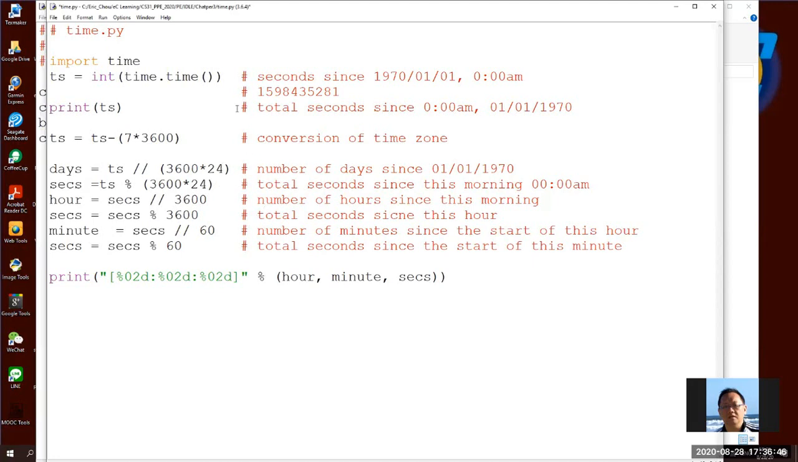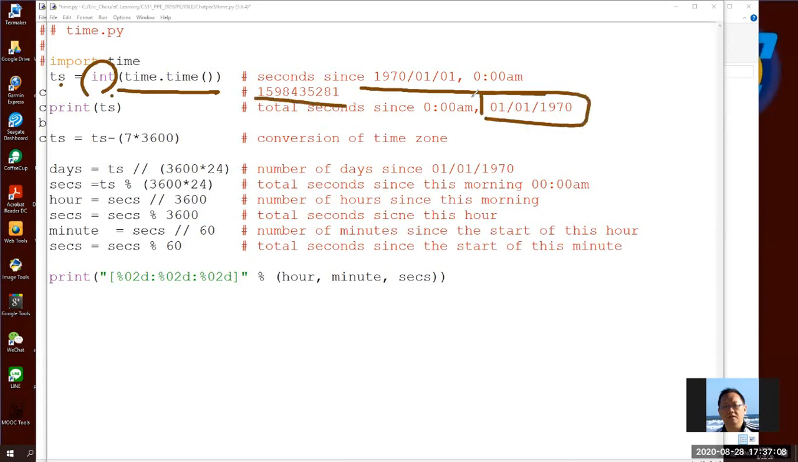So here this is the program called time.py. This one is similar to the change program, okay? So basically what you do is you get from the system time the total number of seconds, right? I take the integer, that would be the total number of seconds since January 1st, 1970, right? Then I minus 7 hours. That is a conversion of time zone.